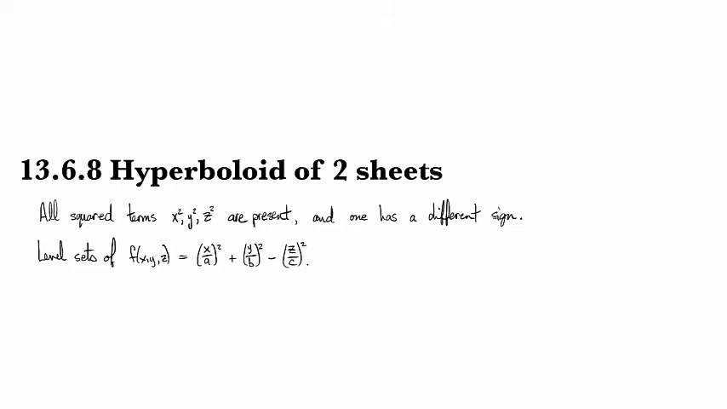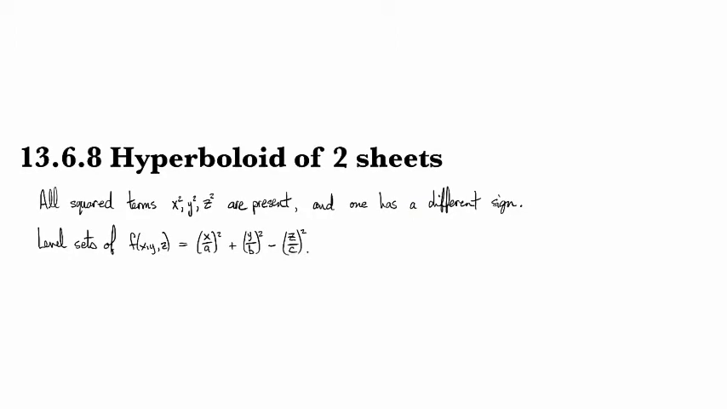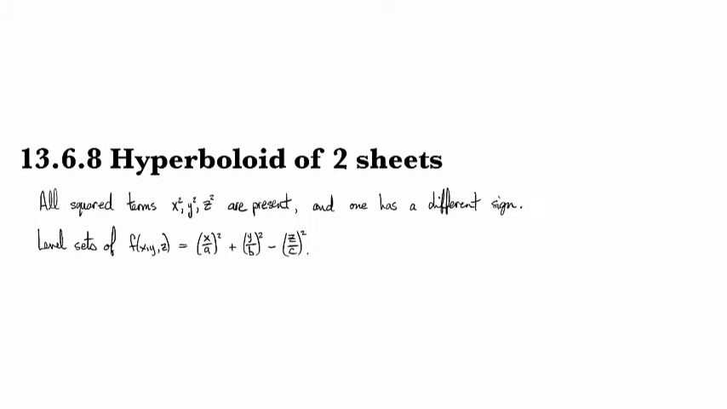So our last quadric surface is the hyperboloid of two sheets, and the setup is just like the previous two. We've got all squared terms present, but one has a different sign. It's the odd man out, which again we can always take to be negative by multiplying through by -1. And again, we're going to be looking at level sets of the same function, but now we're looking at level sets for where f takes a negative value.